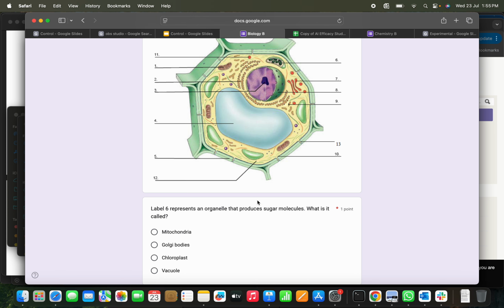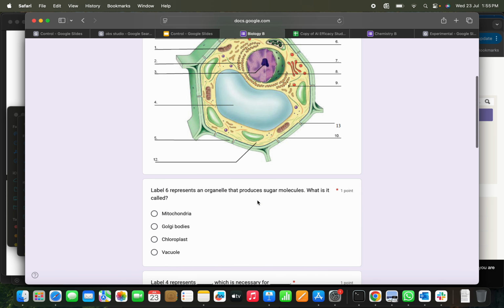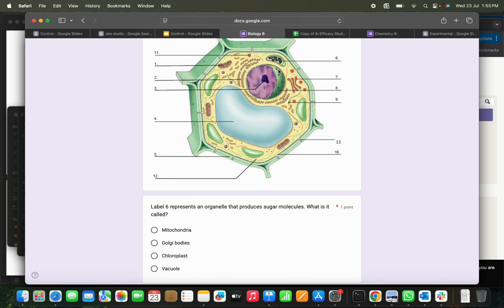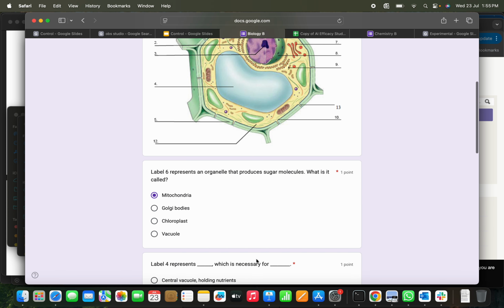Alright, this is not my subject matter, but let's see. Label 6 represents an organelle that produces sugar molecules. What is it called? Label 6 is something like this. It produces sugar molecules. So sugar means energy. So I'll go with mitochondria, because that's what I know, that mitochondria is the powerhouse of the cell.